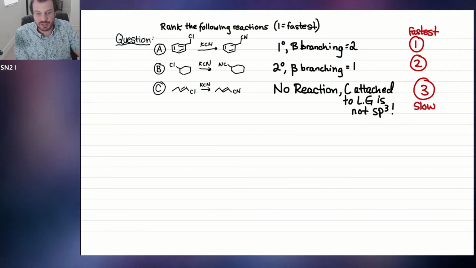Okay. Now, if there was another option D that was primary and had beta branching of 1, that would beat out even A, because it's another substrate that's primary, but if the beta branching is less than 2, that's good. So if the beta branching were 1 or even 0, that would be ideal, and that would be faster than even A. Okay. Awesome. So that's what you need to know about substrate sterics, and we'll look at a lot of examples like that.